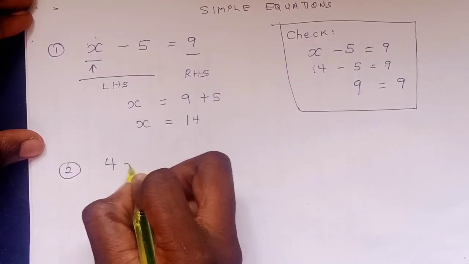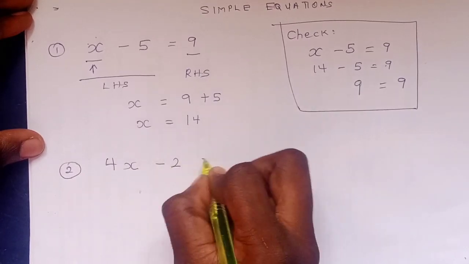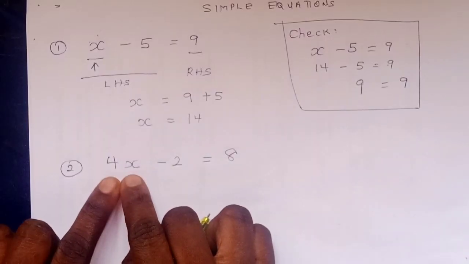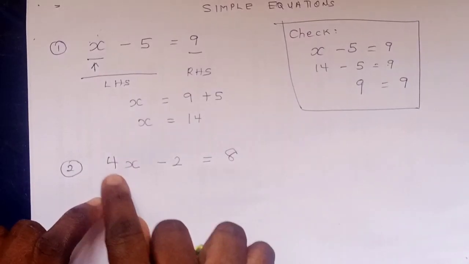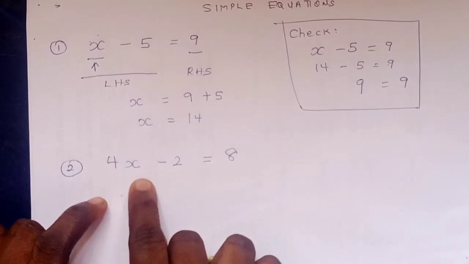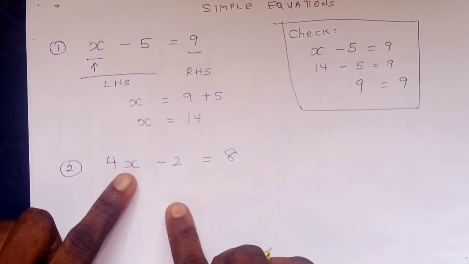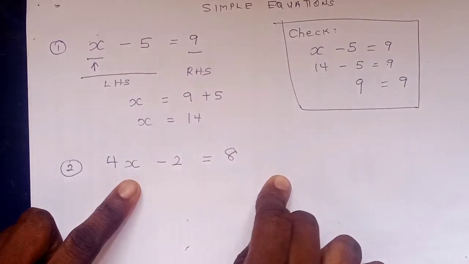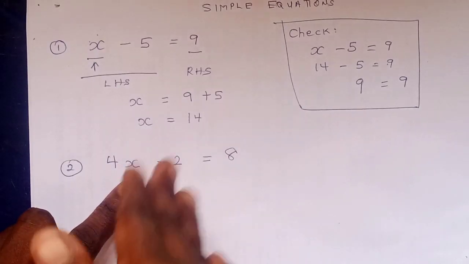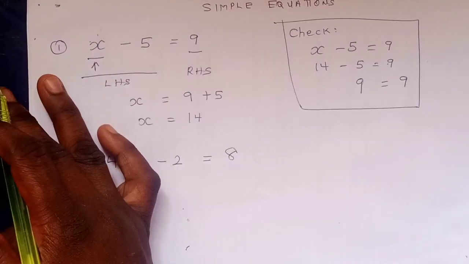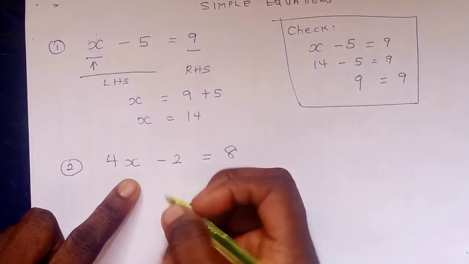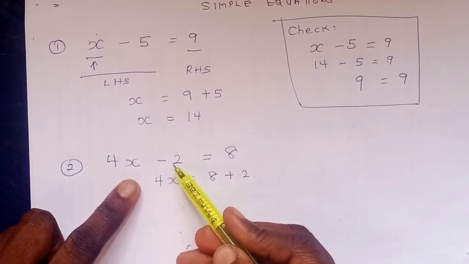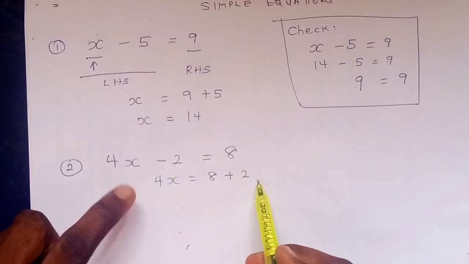We have 4x minus 2 equals 8. The coefficient of x is 4. So it is 4 times x, which also means 4x. So x is not standing alone here. But before we can make x stand alone, we need to move the number to the other side. Because when solving simple equations, the letters must be at a particular position and the numbers must be at the other position. So this will be 4x equals 8 plus 2, because minus 2 is moving to the other hand, it's going to change to positive.